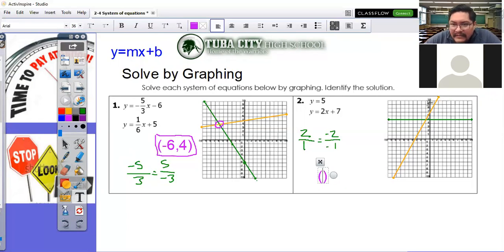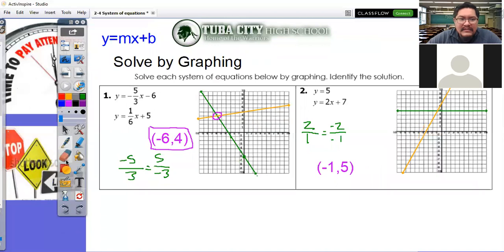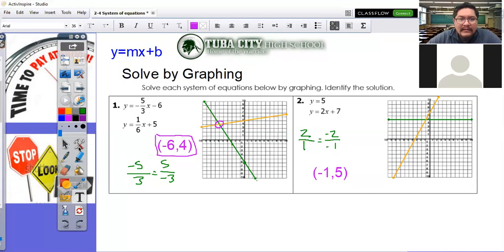And let's go ahead and look at that. So it looks like we go back 1 and then up 5. Okay, back 1, up 5. Now this one's a pretty easy one to check. Okay, so we're done with this problem.